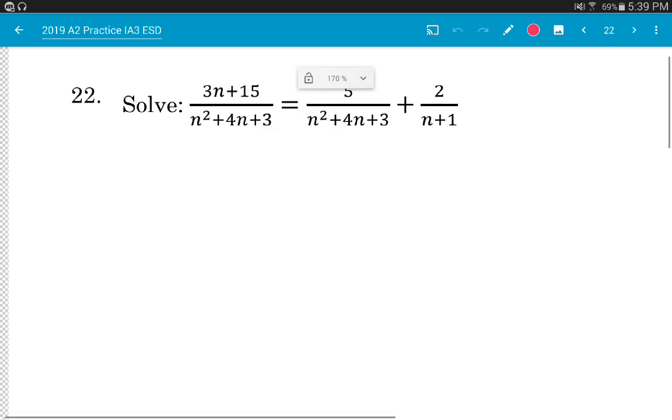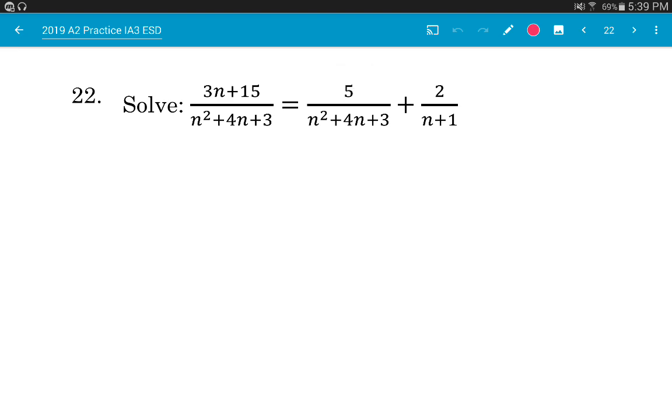22. In order to solve this, because it's an equal sign, I'd love to be able to cross out all these denominators. I've got to equal first. So let me see. I'm going to rewrite this real quick. 3n plus 15. I guess I could factor that if I want to. I don't. I am going to factor the denominator because I kind of want to figure out what the common denominator is. So what adds to 4 and multiplies to 3 is 3 and 1. So n plus 3, n plus 1.